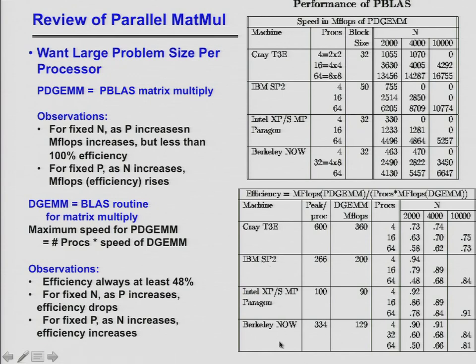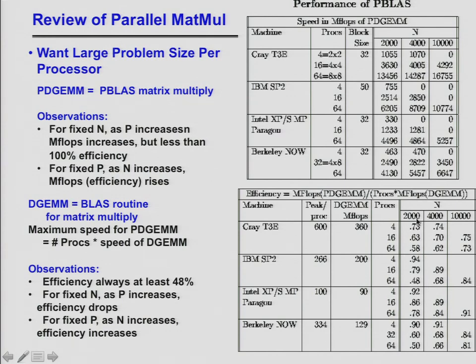So here I have four different machines of some vintage. Here I have how fast they can do matrix multiply just locally, so the hand-tuned matrix multiply in a single processor. And what I'm going to measure is how fast the parallel matrix multiply goes compared to the peak speed of the machine. So I'm going to measure it for different problem sizes, you know, 2,000 by 2,000, 4,000 by 4,000, and for different number of processors. And I'm going to compare the speed of the parallel matrix multiply with all the communication to just matrix multiply all by itself. And so you can see all these numbers are less than 1.